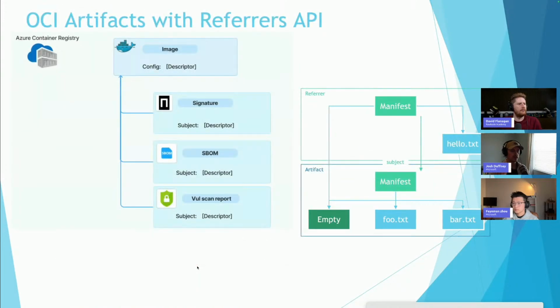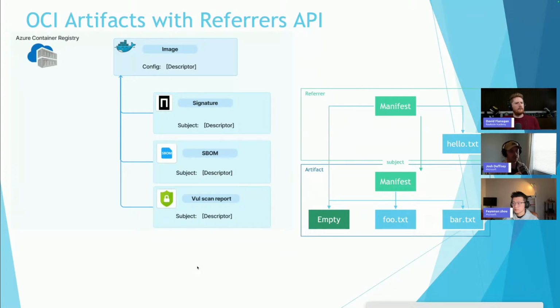So there's two ways to refer. This is a relatively recent development in the OCI standard. Before, it was just: we're going to push a container. It has a configuration. It has layers. We're going to pull it down and extract them out so Docker can run it and other runtimes can run it.